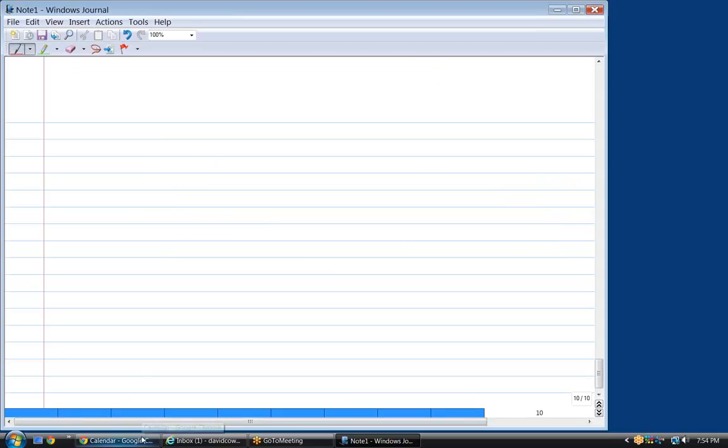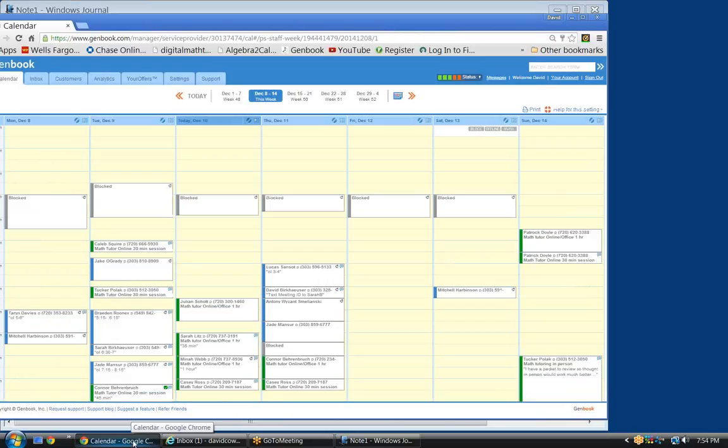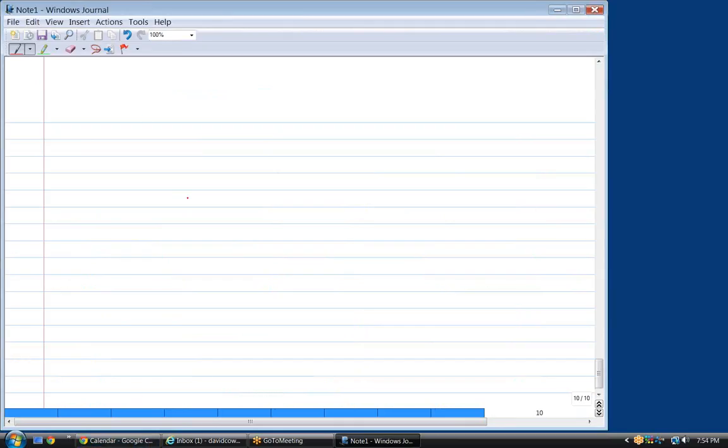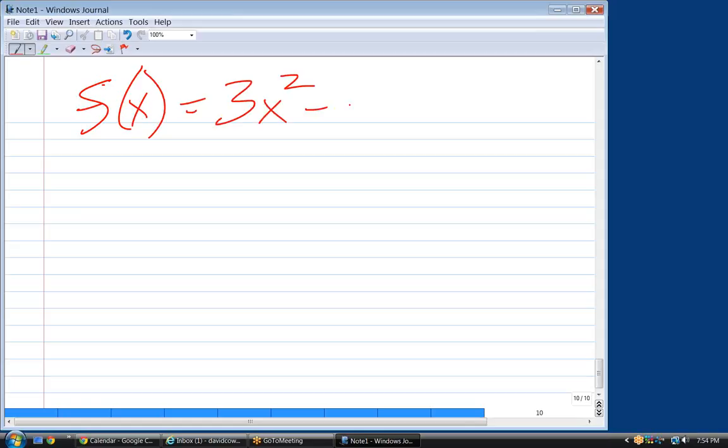Find all vertical and horizontal asymptotes. F of x equals 3x squared minus 3, all over x squared minus x minus 2. Okay.